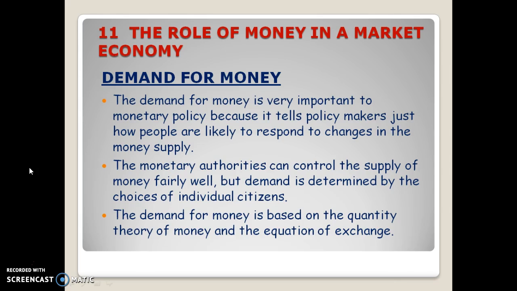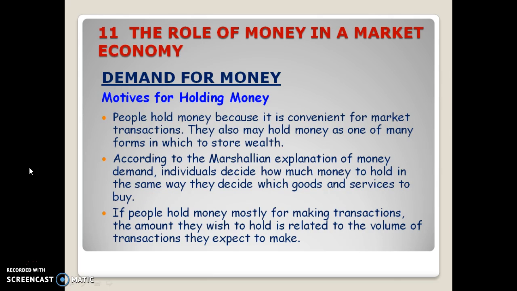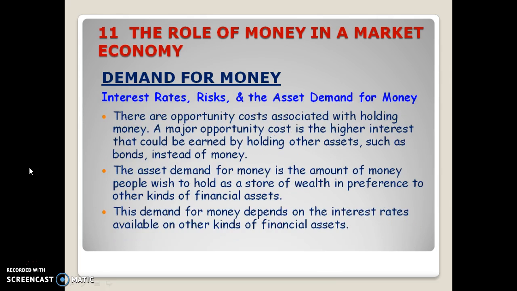The demand for money is very important to monetary policy because it tells policymakers how people are going to respond to changes in the money supply. The monetary authorities, or the Fed, control the supply of money pretty well, and the demand is determined by those choices. But the demand for money is based on the quantity theory of exchange, where we're focused on how money and decisions are made based off the velocity. There are 3 main reasons why people hold money: transaction cost, speculative nature, and precautionary reasons. Those are the 3 reasons why people want to demand money.